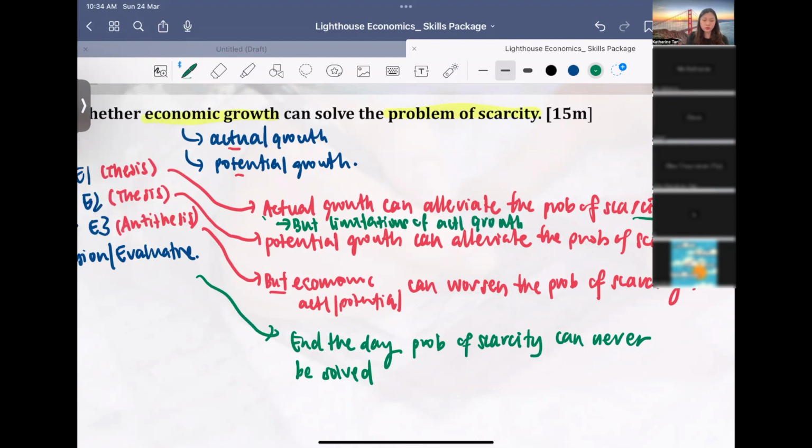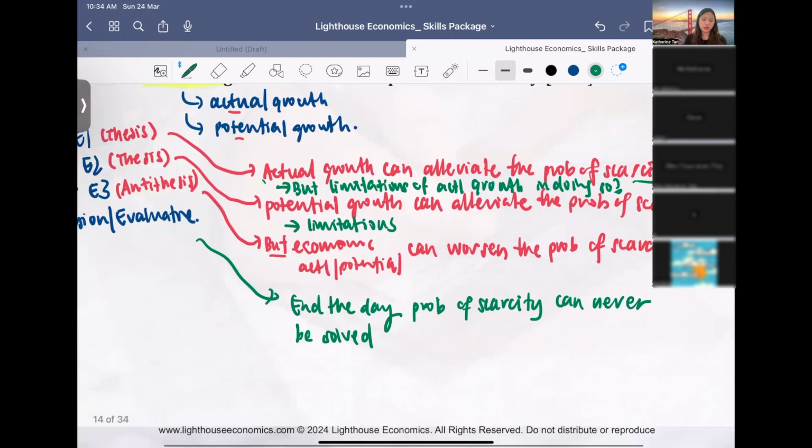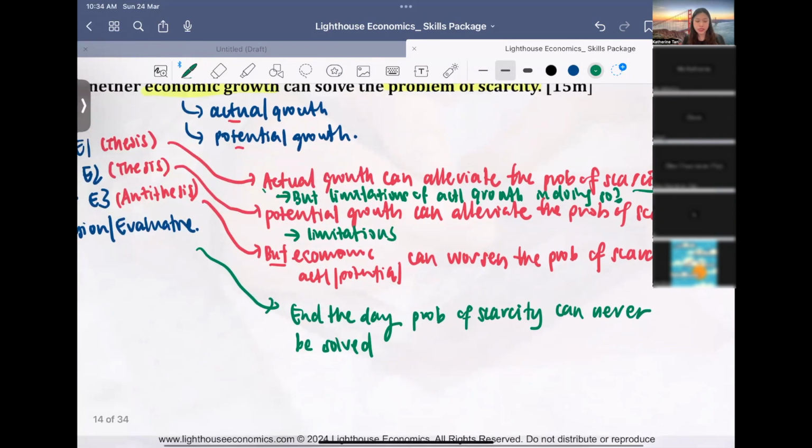Growth in doing so. Then you can say the same thing, but what are the limitations? There are a lot of ways to evaluate. Then the third one you can say, but it worsens the problem of scarcity. You say, but not in every economy, it depends on the type of economy. But definitely that's not all you need to say. You need to say more than one sentence.